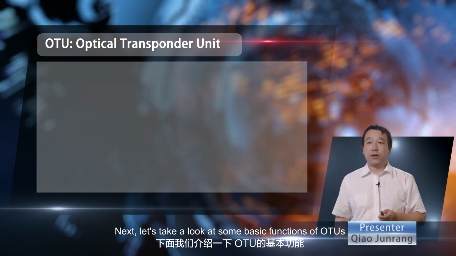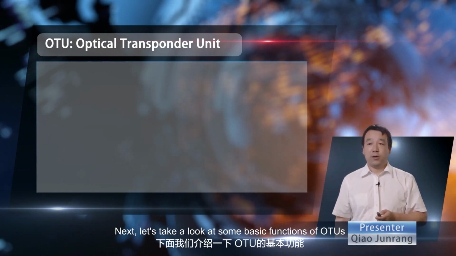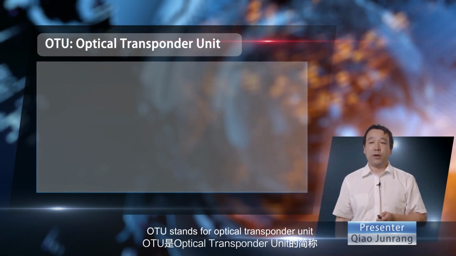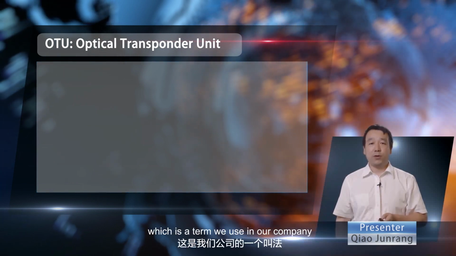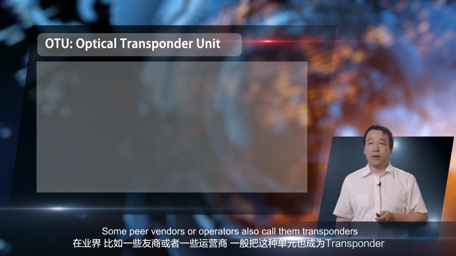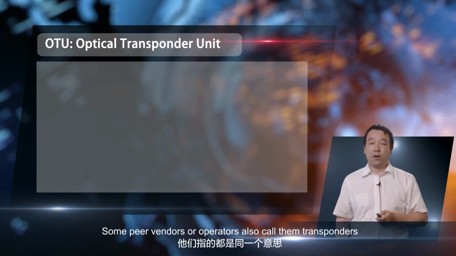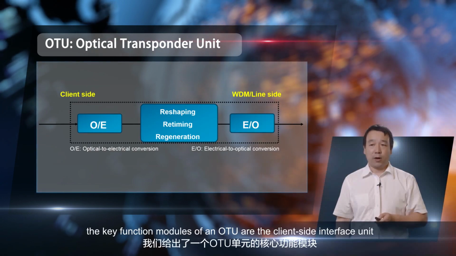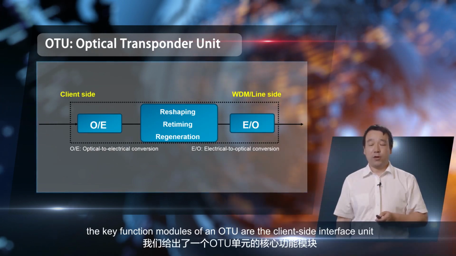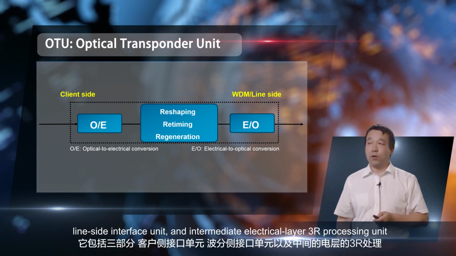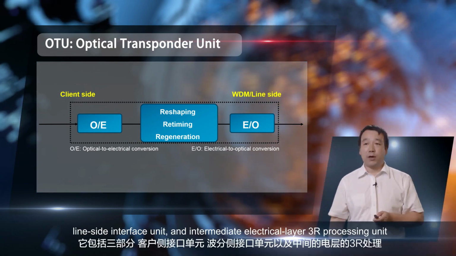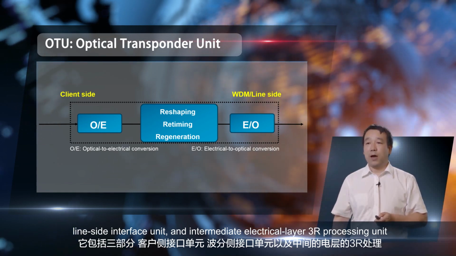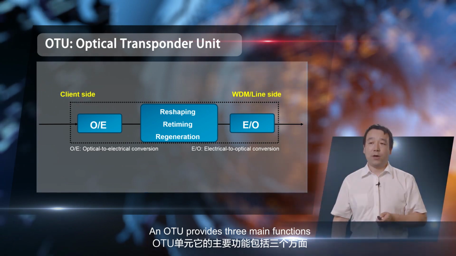Next, let's take a look at some basic functions of OTUs. OTU stands for Optical Transponder Unit, which is a term we use in our company. Some peer vendors or operators also call them transponders. As shown in the figure, the key function modules of an OTU are the client-side interface unit, line-side interface unit, and intermediate electrical layer, 3R processing unit. An OTU provides three main functions.